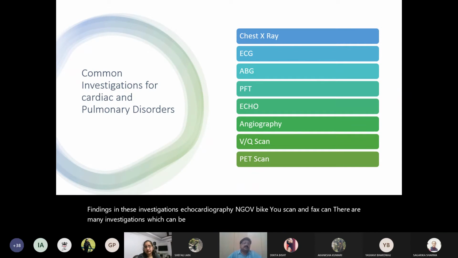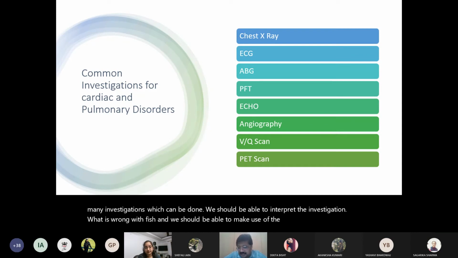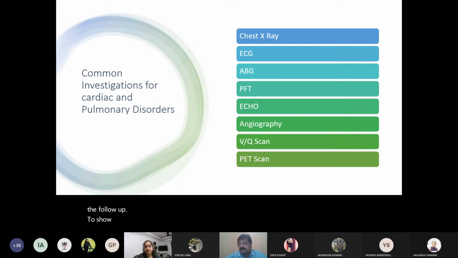We should be able to interpret the investigation, what is wrong with the patient, and we should be able to make use of the investigation to assess the case, and for the follow-up to show the effectiveness of physiotherapy, we should be able to use these investigations.